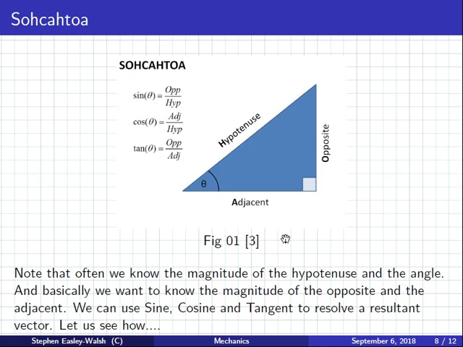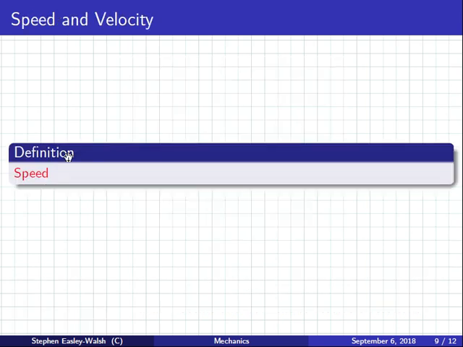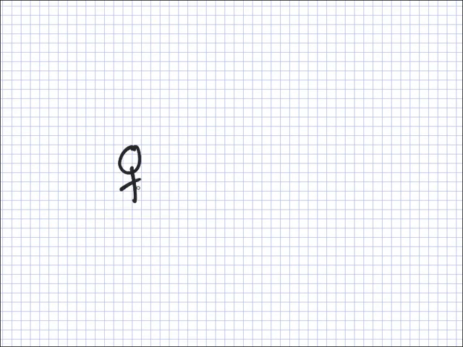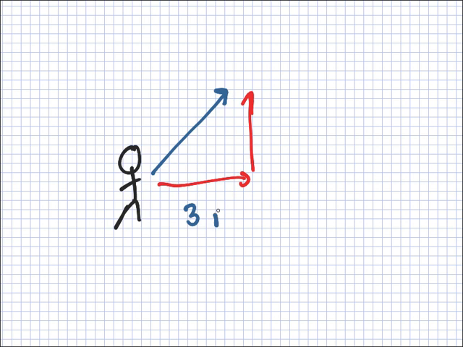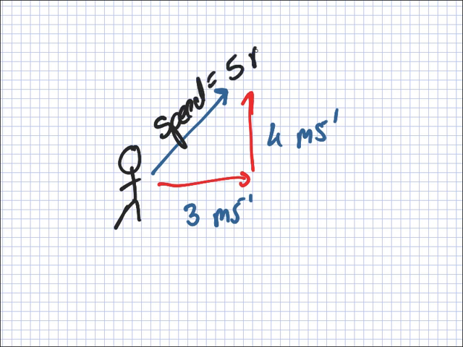Okay, so now back to some definitions. We saw speed is distance over time, but there's another way to find speed. Speed is the magnitude of velocity. So look here. If he goes this way, this is 3 meters per second and this is 4 meters per second. We say his speed is 5 meters per second.